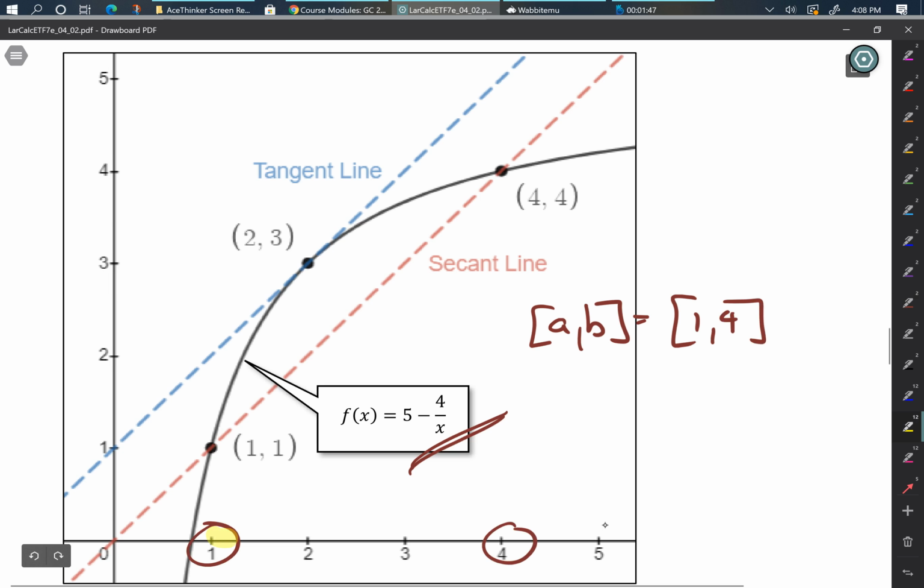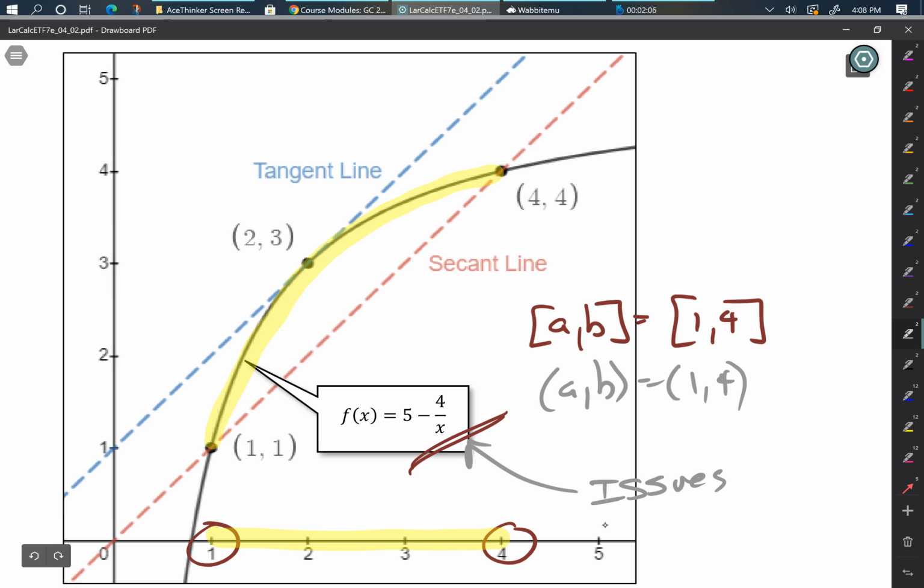So on this closed interval, our function f is continuous. I can draw it without picking my pen up. It is differentiable on the open interval a, b, which is 1 to 4. Now clearly this function has issues at x equals 0, but frankly I don't care, because 0 is way over here, and we only care about the interval from 1 to 4.